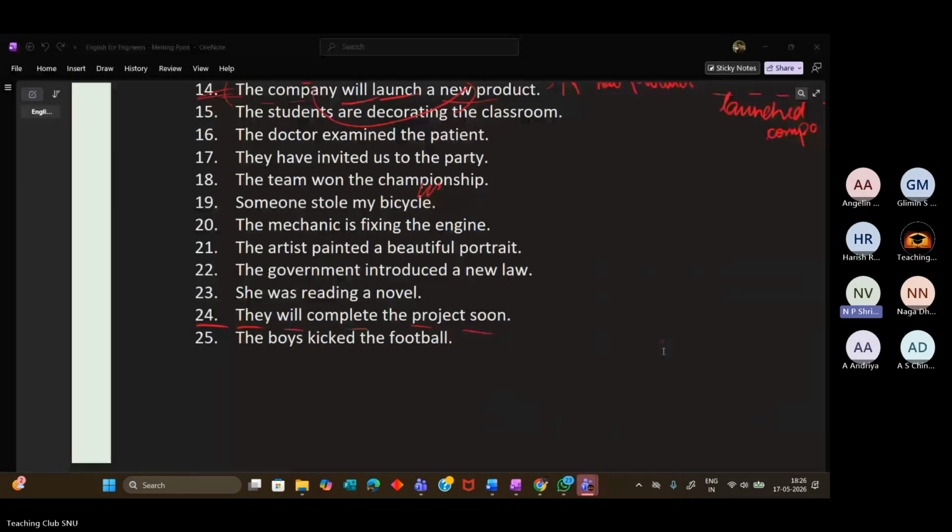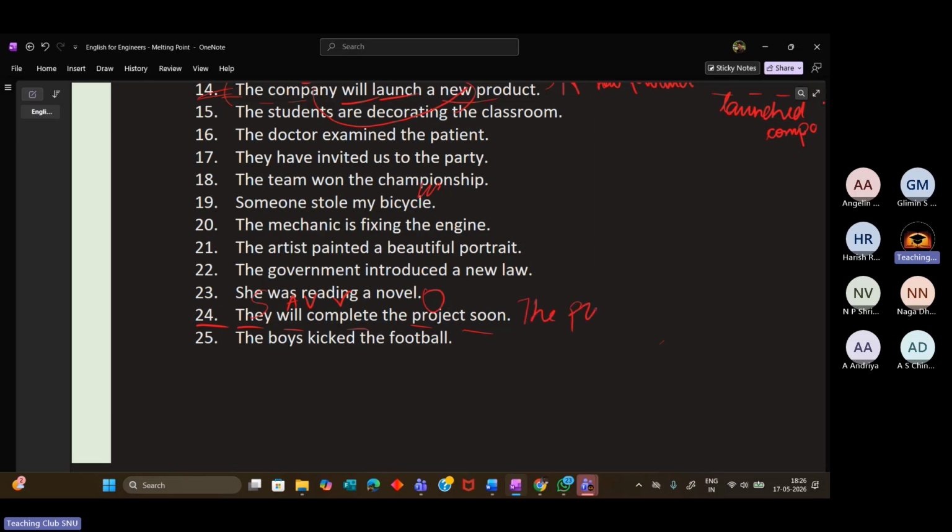Complete. Yeah, super. Will complete will be the verb and they will be the adverb. Right. So obviously, what will become the subject here? They. Super. They becomes the subject here and the project becomes the object. So you just swap the two things.